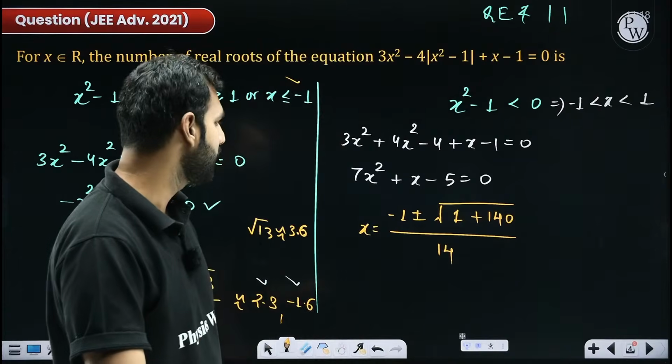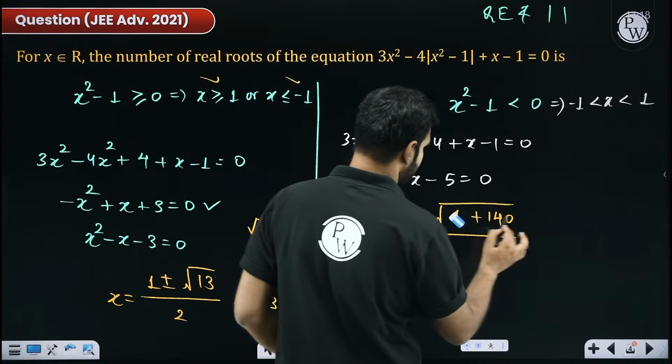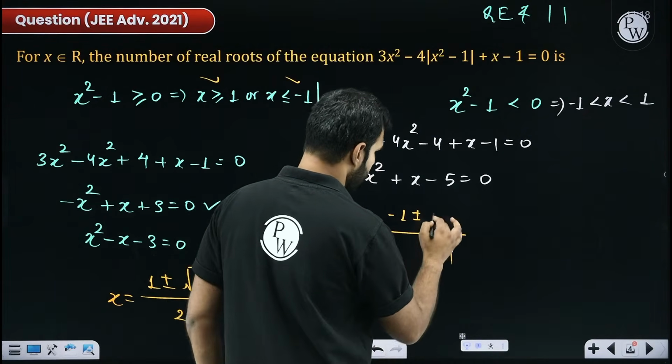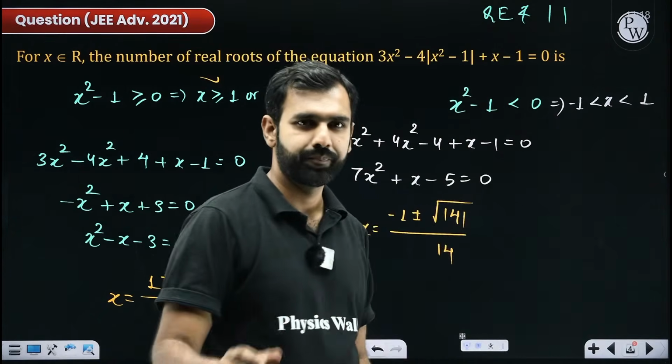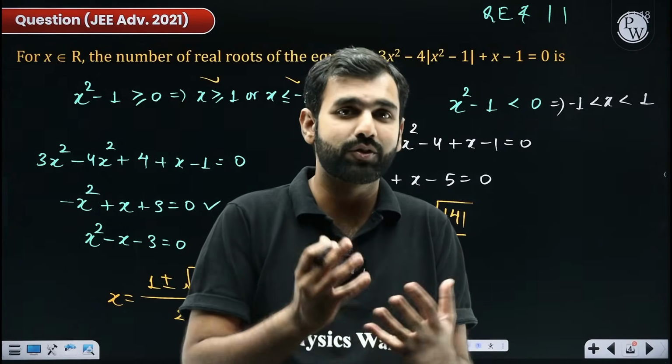Good morning, everyone. Now this is clearly 141. This clearly turns out as 141. So this is under root 141. If this is under root 141, we know under root 144. Yes, this is the first question. I'll keep bringing mixed questions.